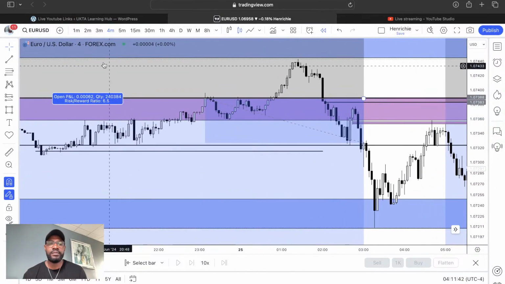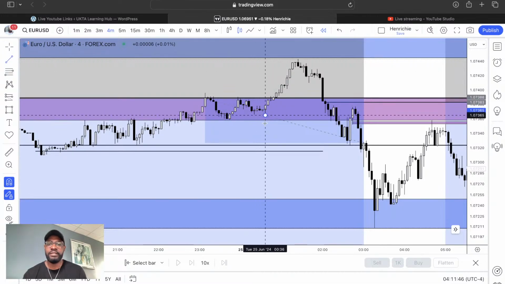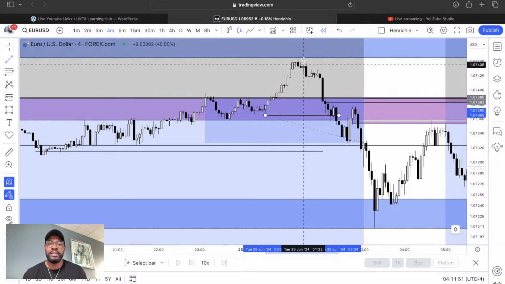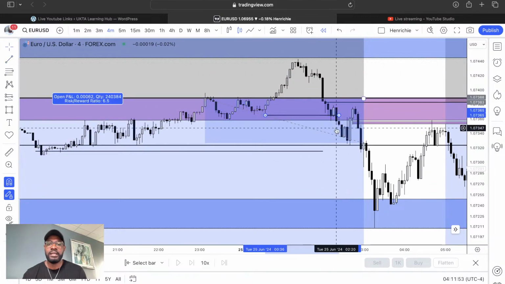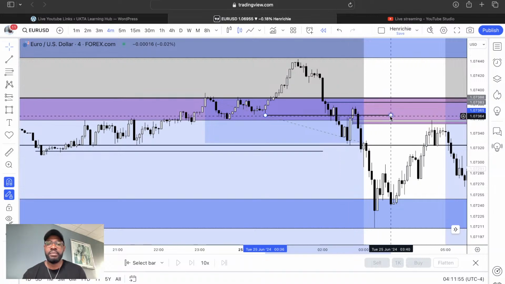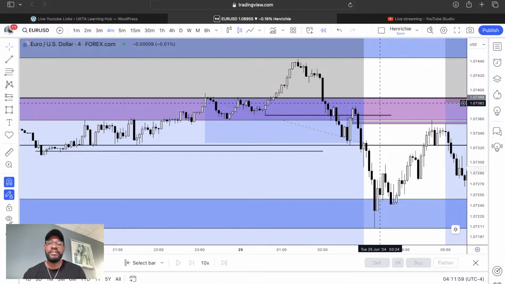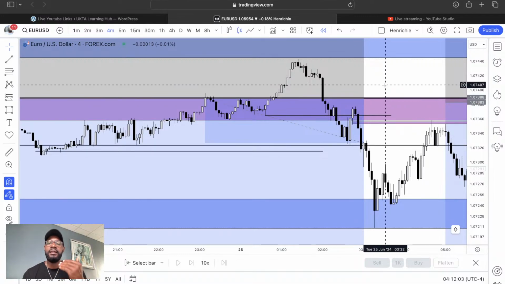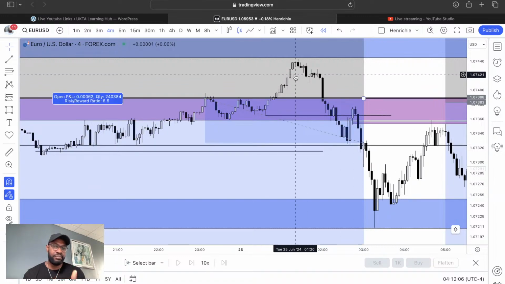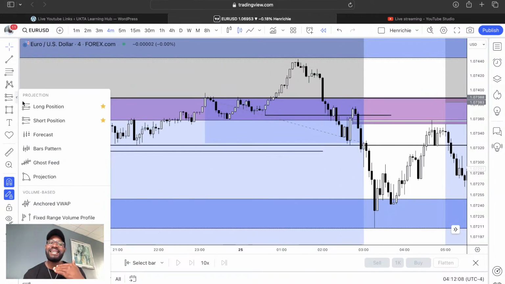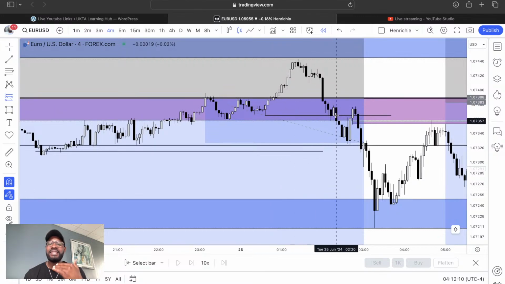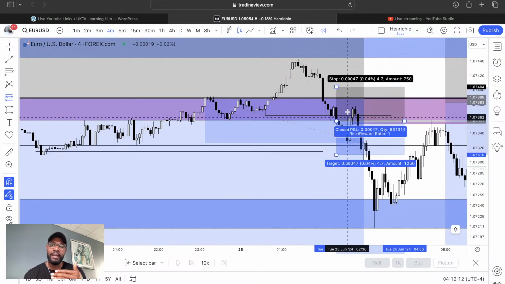Second entry, after this mitigation, we'll wait for a 3-minute shift in market structure. And right here, even though this is 4 minutes, 4 minutes structure is usually very similar to 3 minutes. Right here, this would have been the low, the high, the break of structure. My entry would have been the low right here, not the inefficiency. The reason for this is because after a smaller time frame shift in market structure, don't expect a deep retracement. It can happen, but 7 out of 10 times it will not happen.